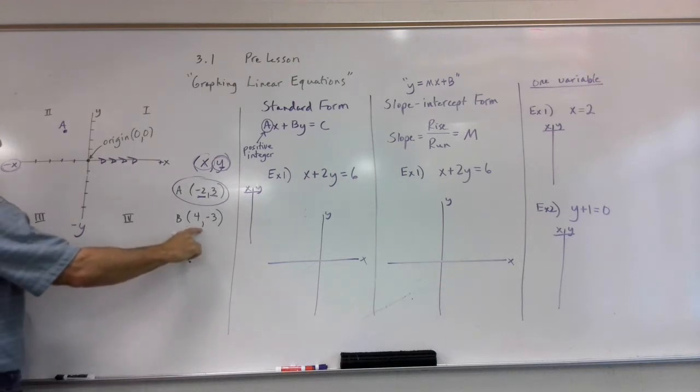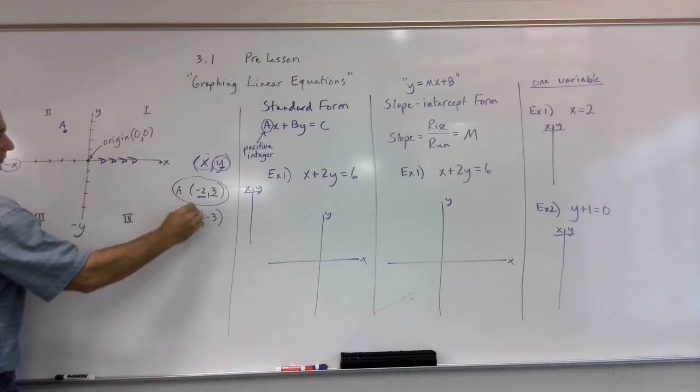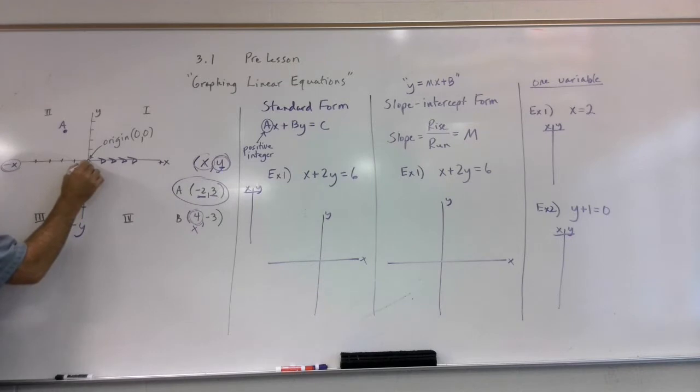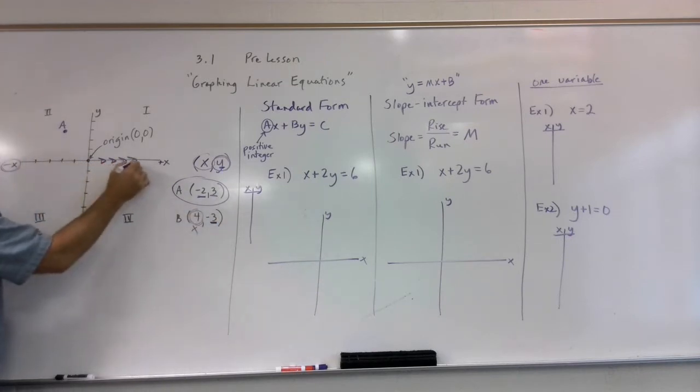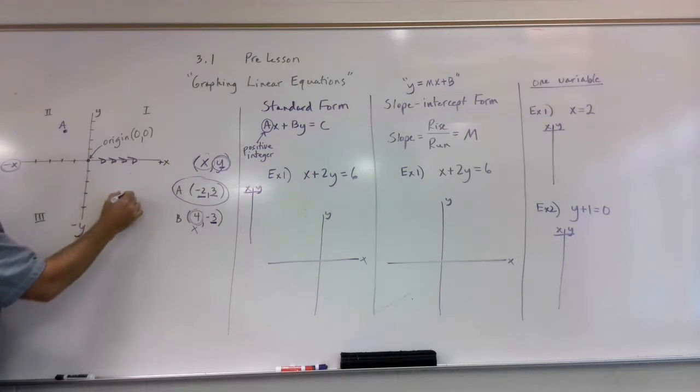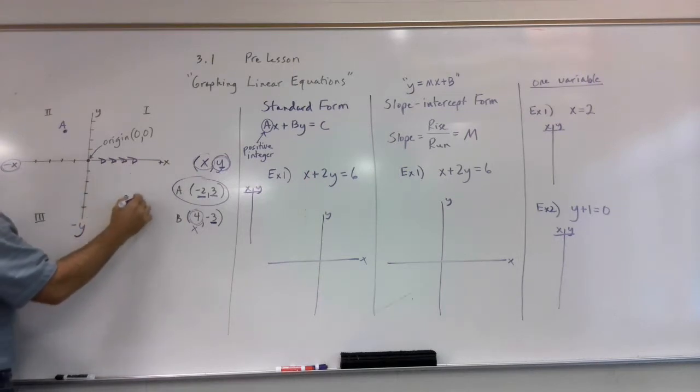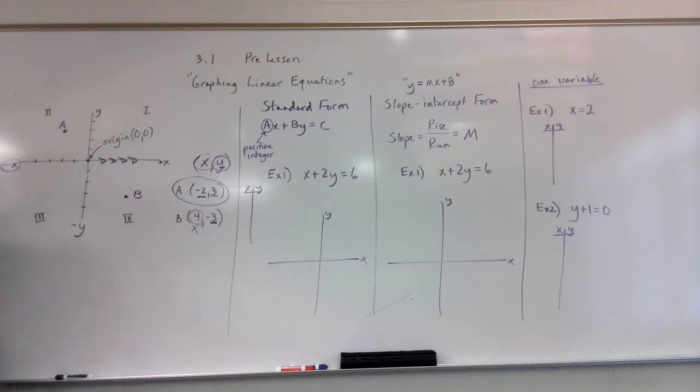Now let's plot point B. This means in your x direction, go 4. 1, 2, 3, 4. And then because y is negative, we're down 3. 1, 2, 3. And there's my point, point B.